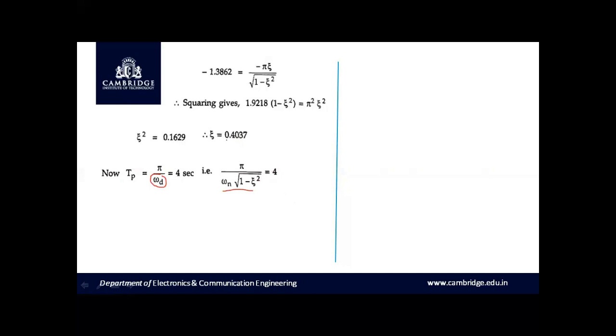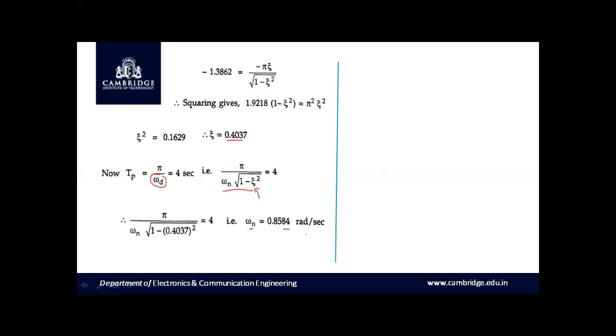As we know that zeta is equal to 0.4037, let me substitute for zeta here in this expression. So for the simplification, I get pi by omega n into square root of 1 minus 0.4037 the whole square, which is equal to 4. Cross multiplying and simplifying further, I can obtain the natural frequency omega n is equal to 0.8584 radian per second.